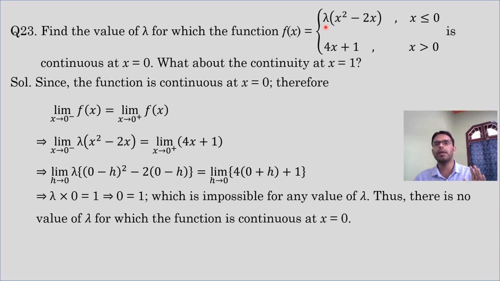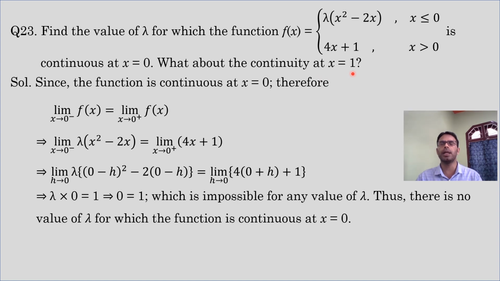So whatever value of lambda you take, in all cases the function is discontinuous, meaning there is no chance to make the function continuous. So there is no such value of lambda for which the function is continuous at x equal to 0. So that is the answer to the first question. And now you come to the second question, what about the continuity at x equal to 1?